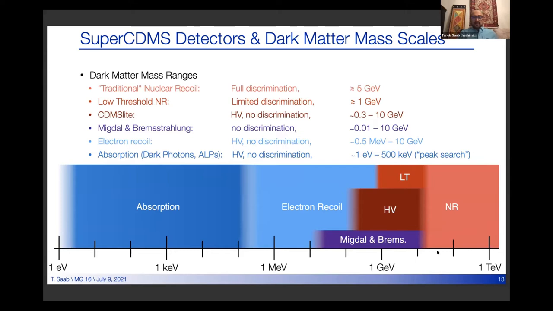So SuperCDMS experiments should be able to probe dark matter parameter space over almost 12 orders of magnitude in mass.